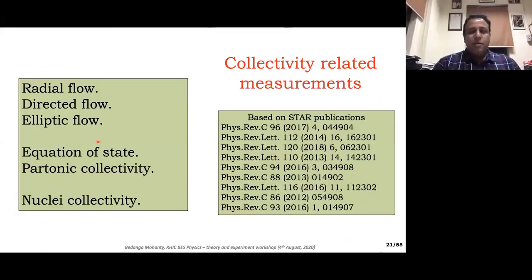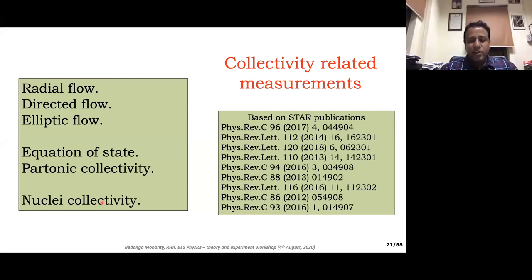Okay, now let me come to the collectivity related measurements. These are based on these publications from STAR. I will try to present results from radial flow, directed flow, and elliptic flow. These are of course related through the theory calculations to the equation of state and partonic collectivity, and I will also discuss the nuclei collectivity. It has an implication on their production mechanism.